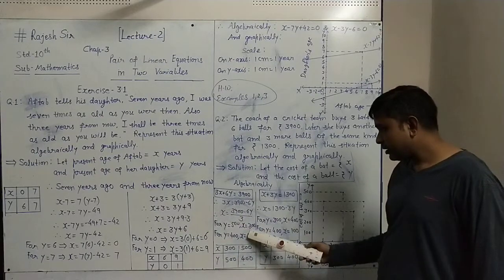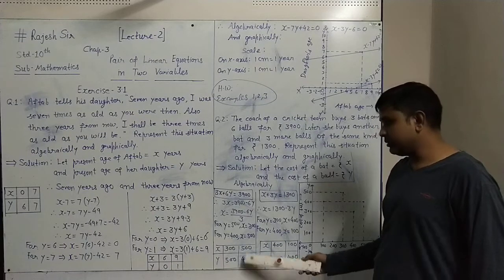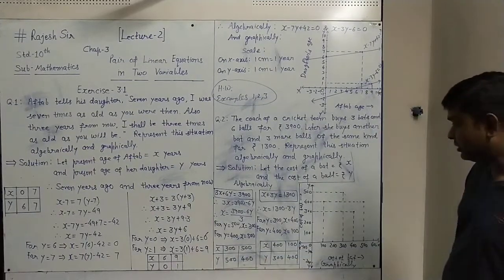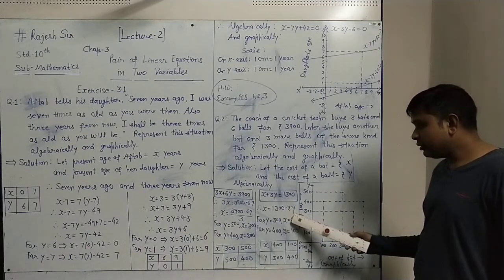X is 300 when y is 500. X is 500 when y is 400. This way, the pair of 2 points you got. This side also, x equals 1300 minus 3y will do.